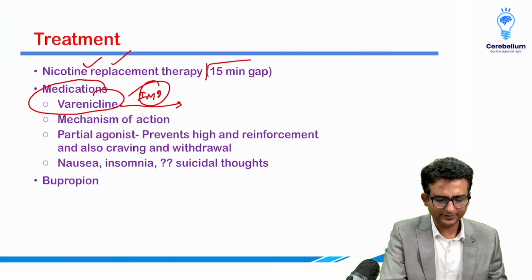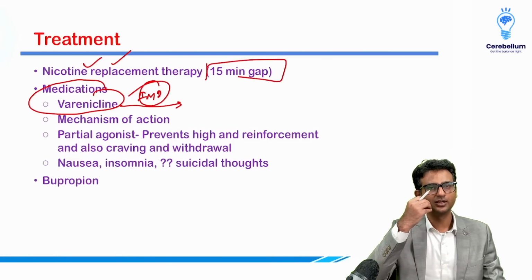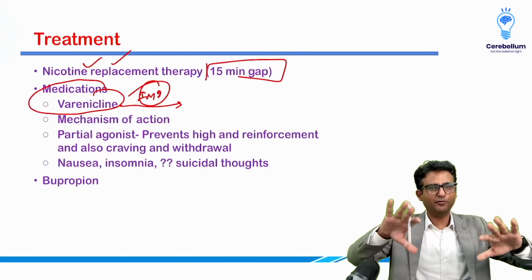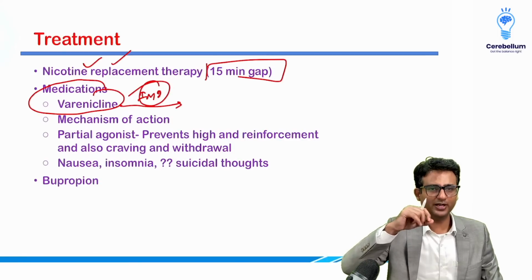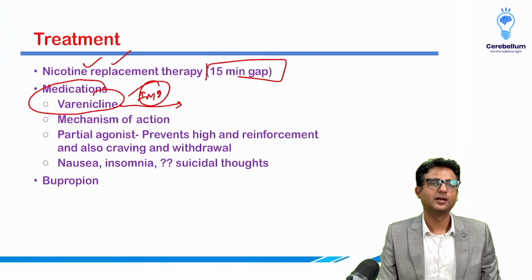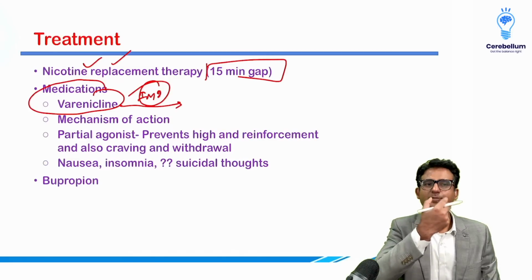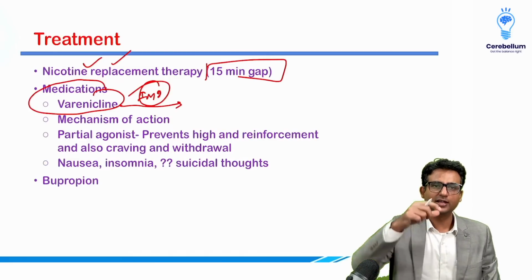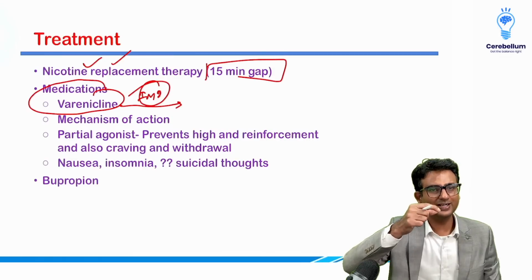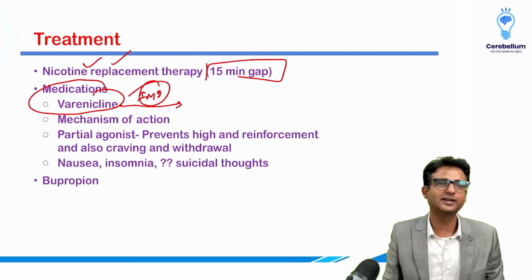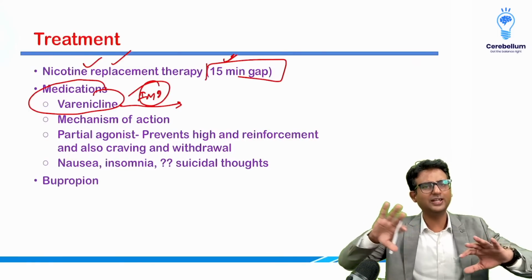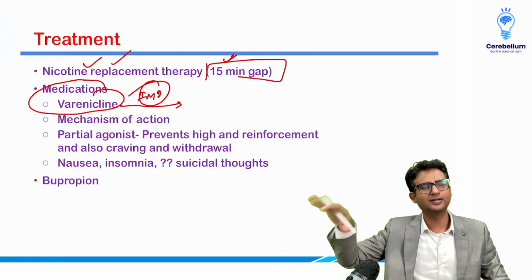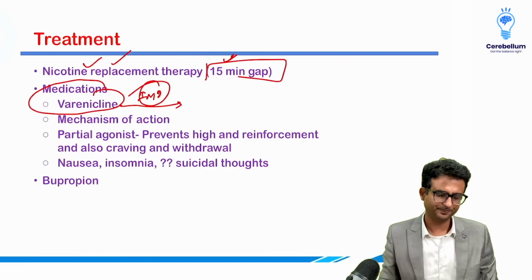One thing is, if you are using nicotine gums, you have to have a gap of 15 minutes before and after taking the gums so that it gets absorbed. When you take nicotine gum, the nicotine gets absorbed through the oral mucosa only. If you drink coffee or tea after it, the absorption will get disturbed. So you always have a 15-minute gap where you don't eat or drink anything, more so the acidic drinks like coffee and tea.